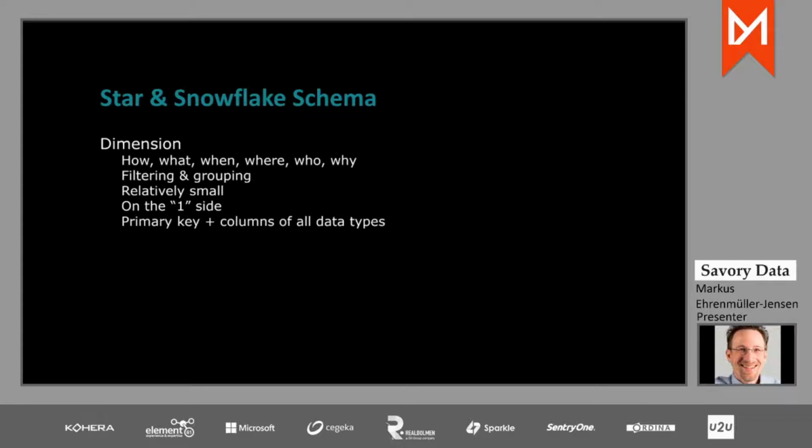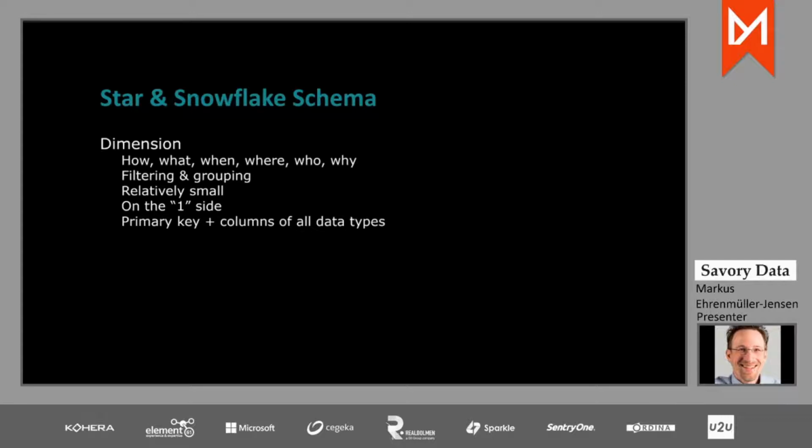And dimensions store everything on how did something happen, what happened, when did it happen, where did it happen, who made this, and why did it happen. So those questions are answered by the dimensions. We're using these attributes to filter. So we want to know in which year did this happen, who did buy the product, what product was sold, or to group to get a list of our product categories. So we say sales per product category.